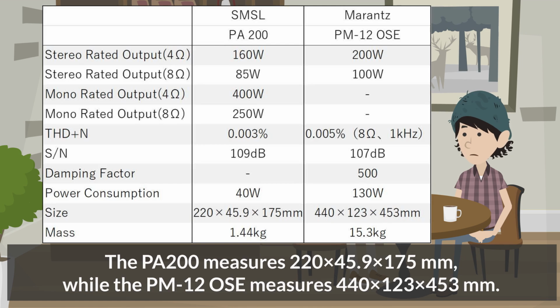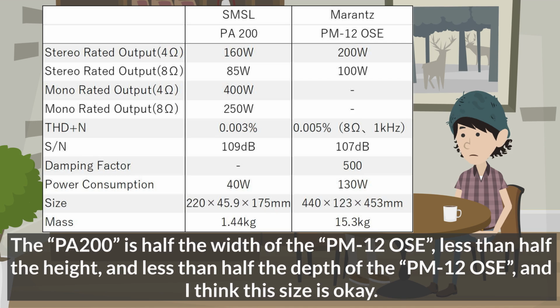The PA200 measures 220 by 45.9 by 175 millimeters, while the PM-12 OSE measures 440 by 123 by 453 millimeters. The PA200 is half the width of the PM-12 OSE, less than half the height, and less than half the depth of the PM-12 OSE, and I think this size is okay.